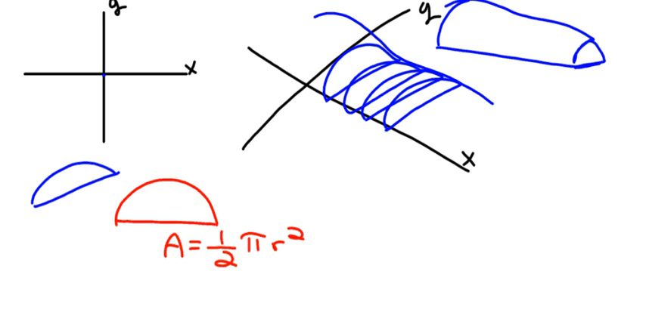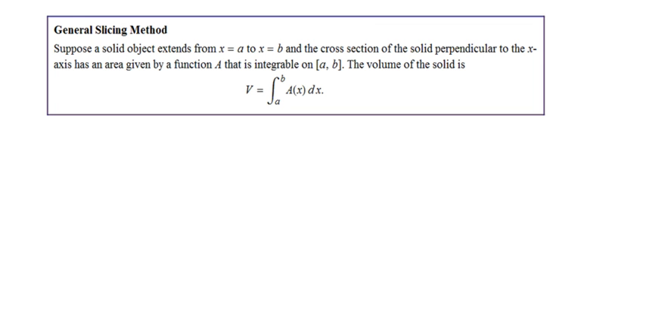So if we take these slices and sum them up, we're going to integrate and say we're going to go from 0 to, let's say, 4. I need to go from the x-axis to my function, and that's my diameter. Then I need to find r, and I'm going to sum up these areas and have volume. So now what we do is we call this the general slicing method for volume.